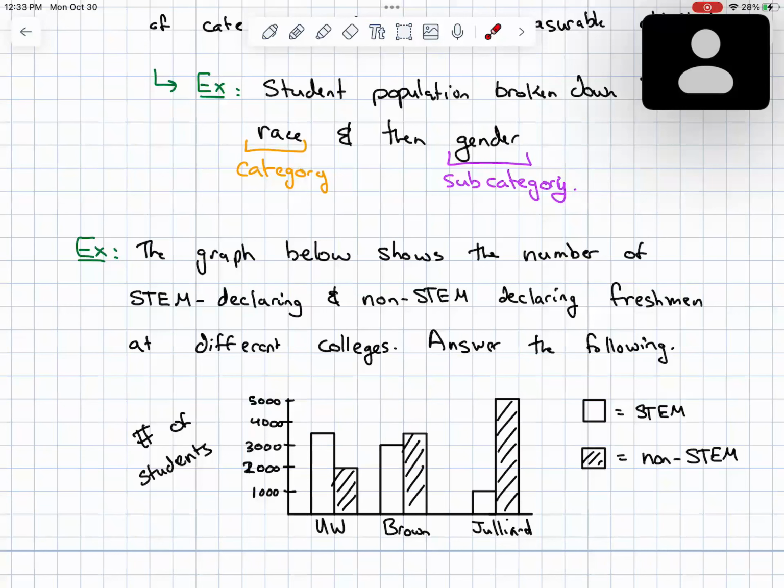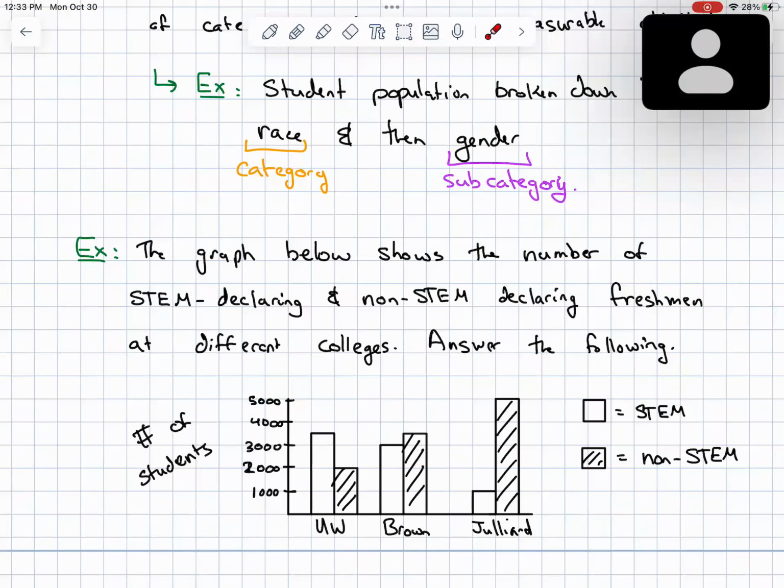So we left off last time talking about clustered bar graphs, where you basically have multiple categories, and within each category you have subcategories. My example that I chose here was different schools as the categories, and the subcategories were non-STEM versus STEM students, and how much each one had.